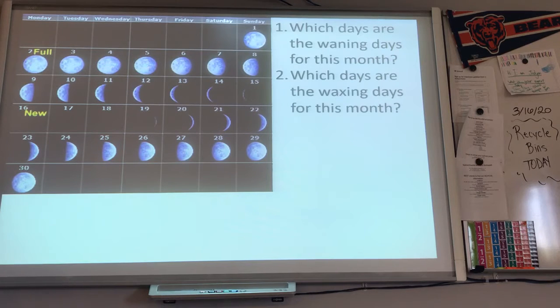Which days are the waxing days? Start from the new moon and go to the full moon. The 17th through the 30th would probably be the waxing days for those months. It's getting bigger.